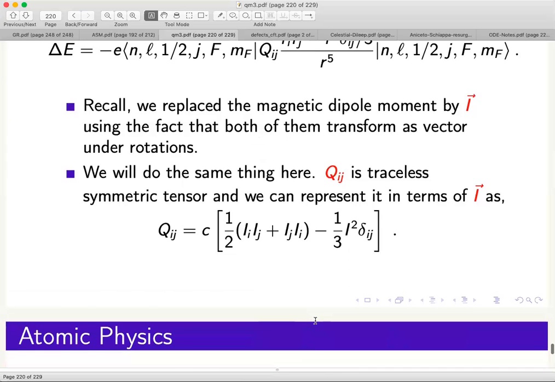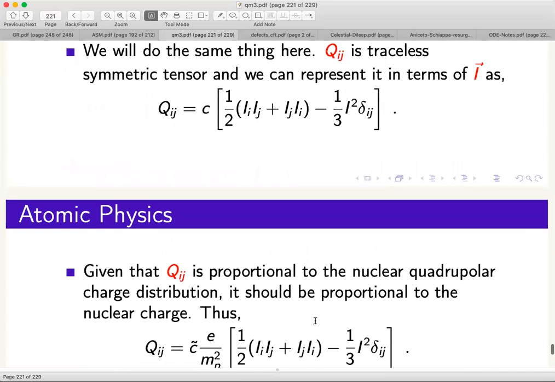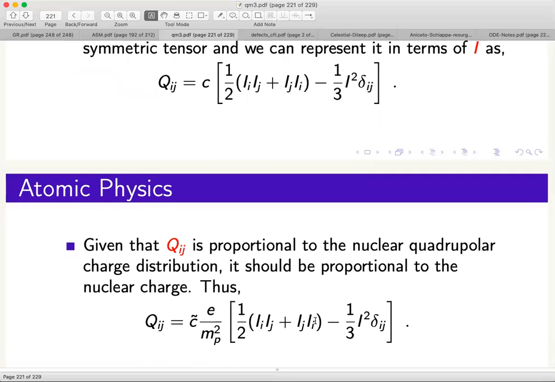Once you write it in this form, all you have to do is compute this quantity by sandwiching it in the nuclear ground state. That is how the nuclear quadrupole moment would be computed. Now, of course, since it carries information about the nuclear quadrupole, it must be related to an e upon Mp squared factor. You can pull that factor out and write down some other constant, but its angular dependence is determined once and for all.